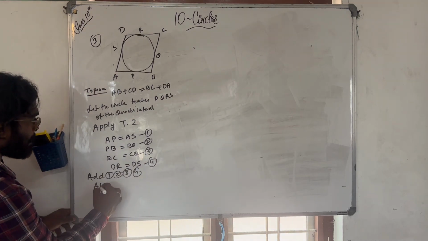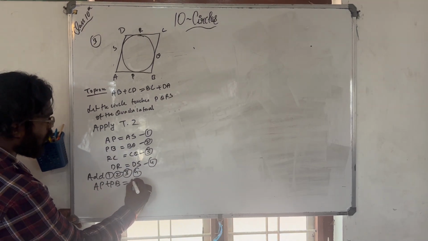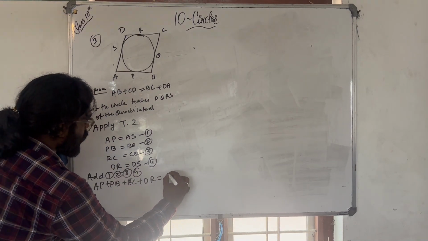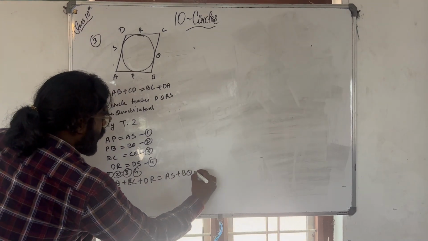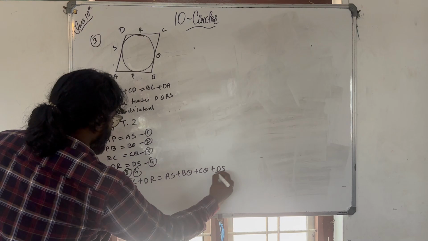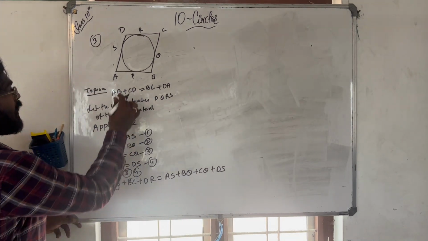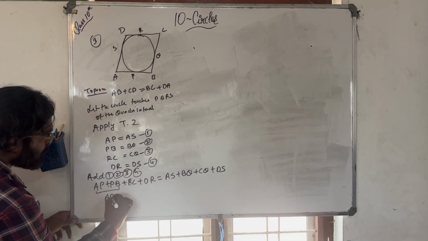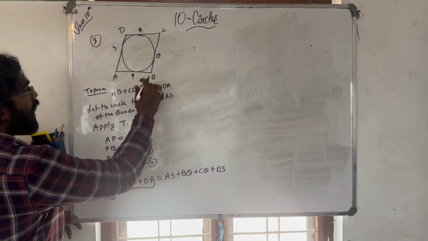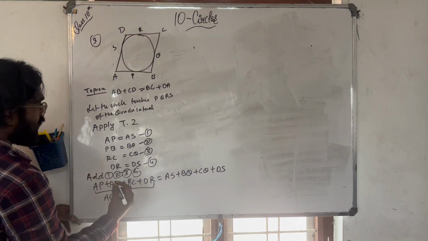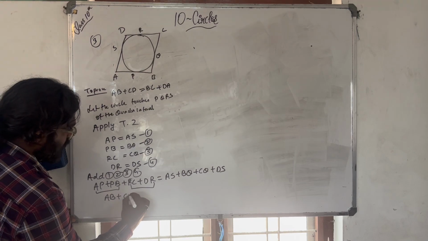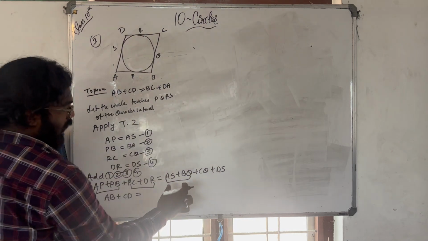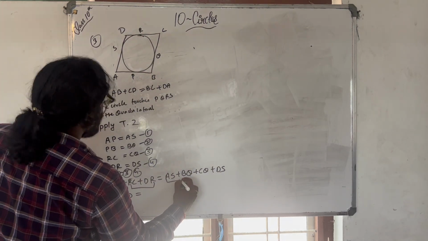So AP plus PB plus RC plus DR is equal to AS plus BQ plus CQ plus DS. So AP plus PB is your AB. So I will write here AB. अब RC plus DR है DC या CD is equal to AS plus BQ. AS plus not BQ. AS plus DS.